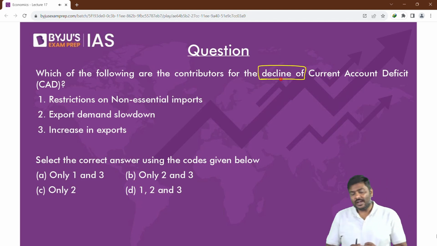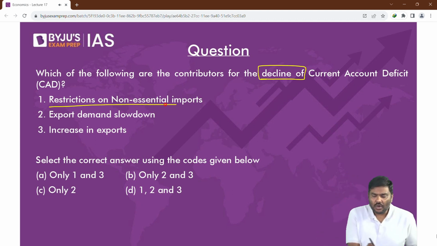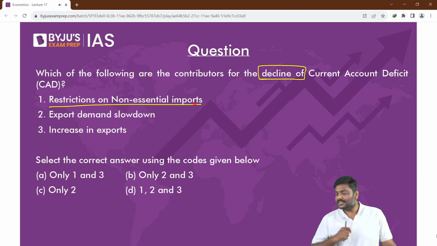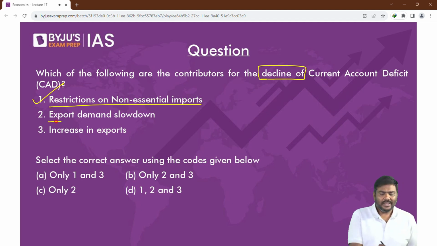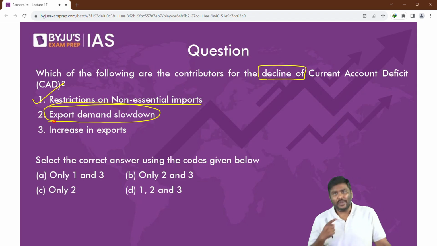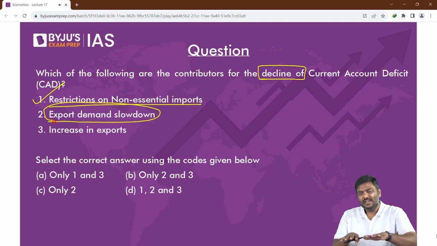Okay. Right, 46% have answered correctly, but I believe some of you would have made a mistake by not reading the statement correctly. Which of the following are the contributors for the decline of current account deficit? For the decline in current account deficit. Restriction on non-essential imports. If there is a restriction on non-essential imports, will the CAD come down or not? Imports will come down, automatically CAD will also be controlled. First one is correct.